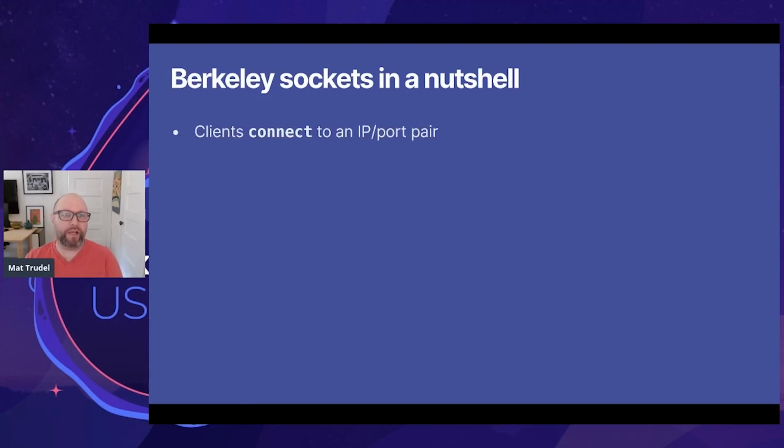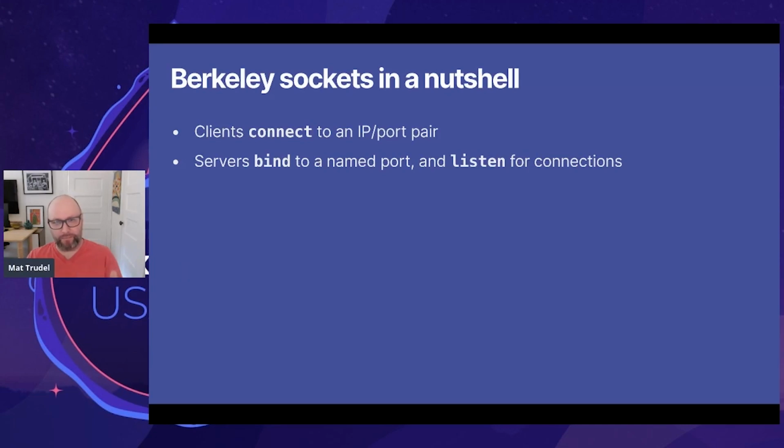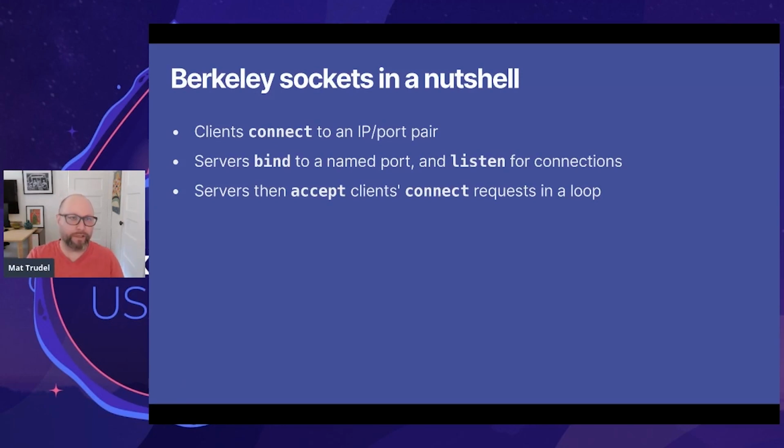The core of that API really consists of about a half dozen or so functions that look like this. Clients use the connect function to connect to an IP port pair. Servers use the bind and the listen functions to bind to a specific port number. Servers then call the accept function in a loop, and every time they call accept, they service a request from an individual specific client.